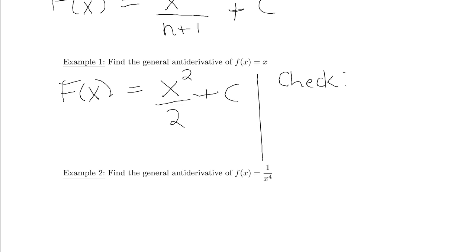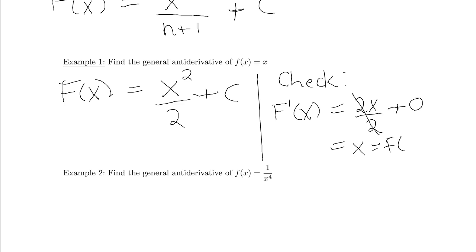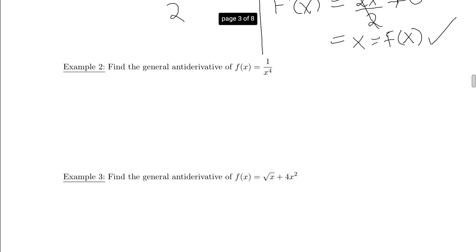To check our answer, we want to take the derivative of this function that we just found. The derivative of x squared over 2 is going to be 2x over 2. And the plus c part obviously is just going to be plus 0 because it's a constant. So the 2's are going to cancel. We're just left with little x, and that's equal to little f of x, which is exactly what we wanted. So our general antiderivative for a power of x works.